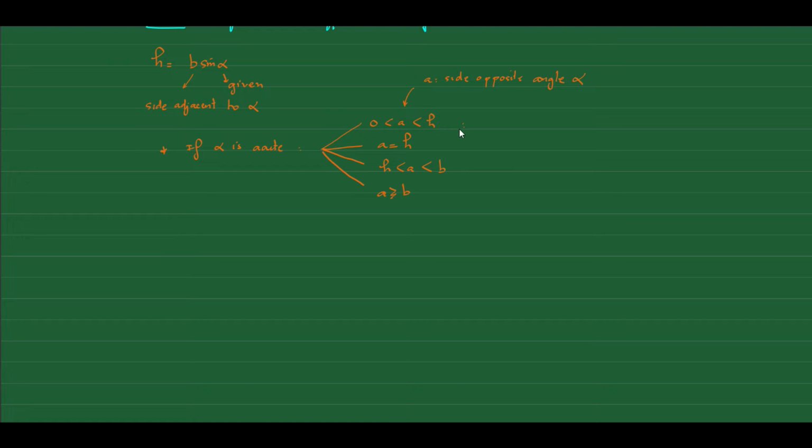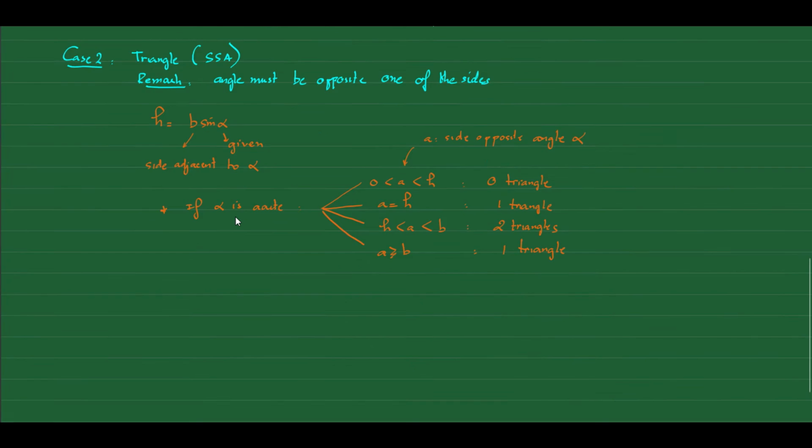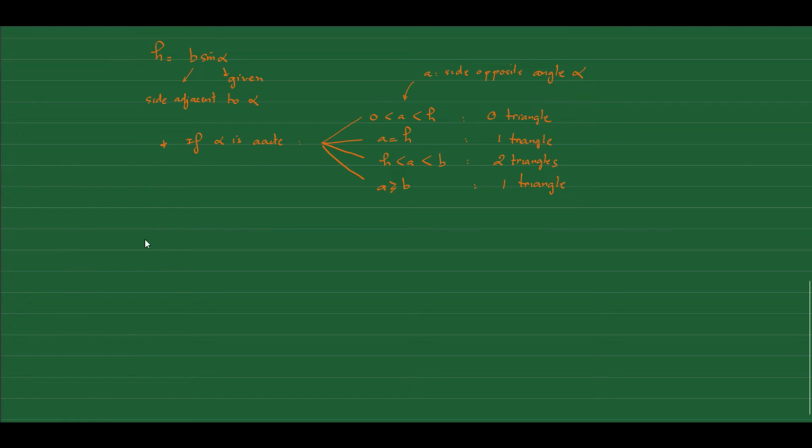Now in the first case, if you have something like this, it means that we don't have a triangle. 0 triangle. There's no triangle for you to solve. That's what it means. If a equals h, then we have 1 triangle for you to solve. This is, you have 2 triangles for you to solve. And this is only 1 triangle for you to solve. Okay? So that is when alpha is acute.